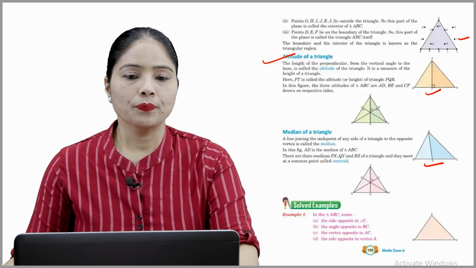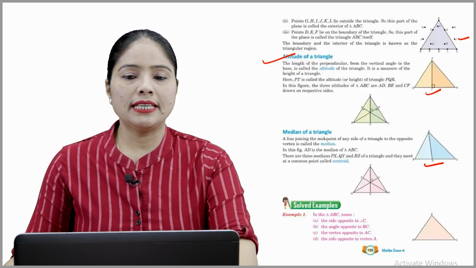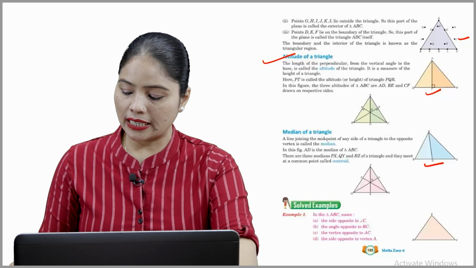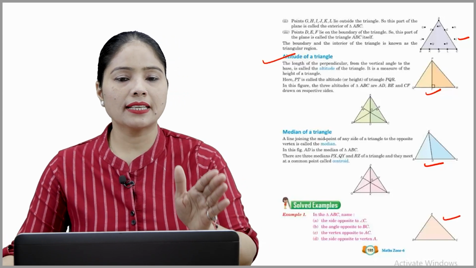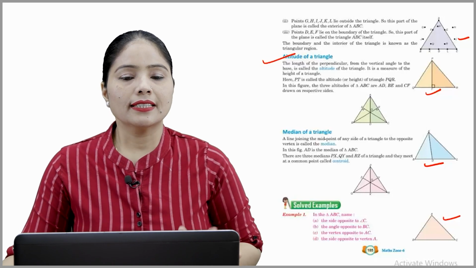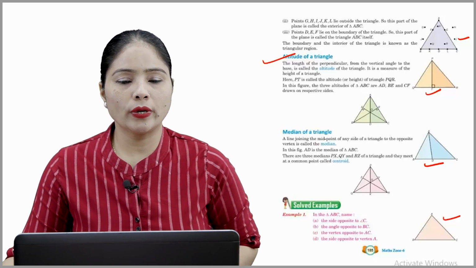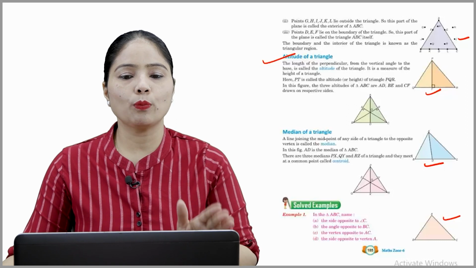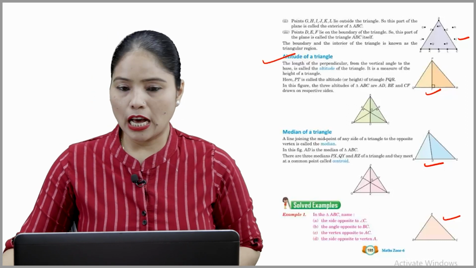Example number 1. In the triangle ABC name. ये हमें triangle दे रखा है, इसमें हमें name देने हैं. सबसे पहले the side opposite to angle C, the angle opposite to BC. Third one is the vertex opposite to AC and fourth is the side opposite to vertex A. Now move on next.